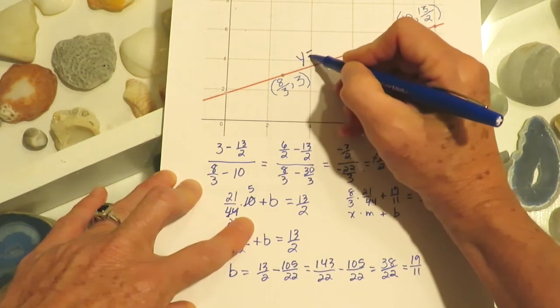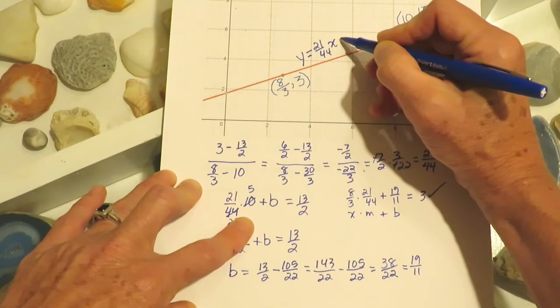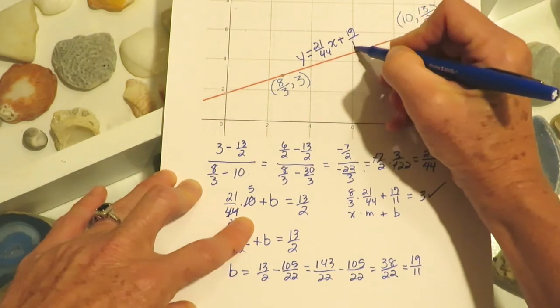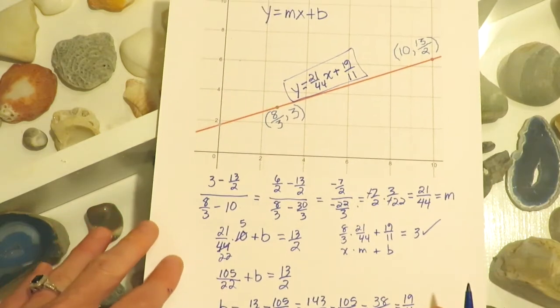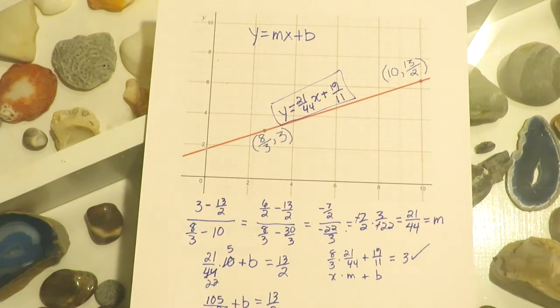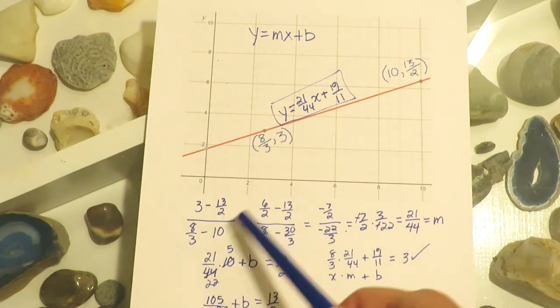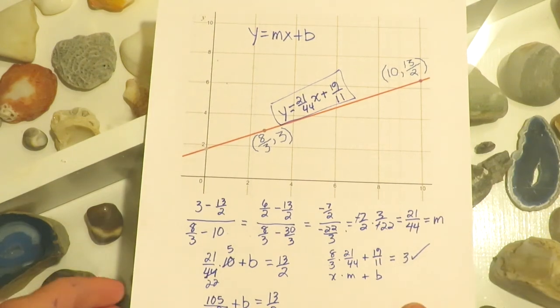So y equals 21/44 x plus 19/11. That's the equation of the line. Again, it's not a clean equation, but the same process works whether you have clean numbers or not so clean numbers. In the examples, I would rather do some that are a little messy to help you with some of the messier arithmetic, and the ones that are nice and clean, you probably aren't going to have any trouble with.